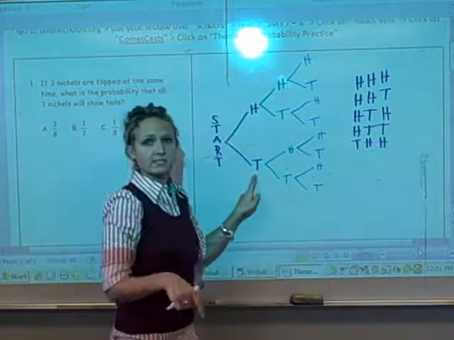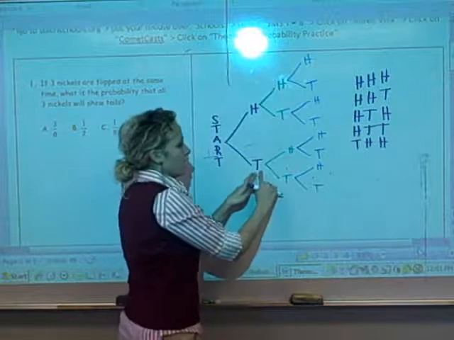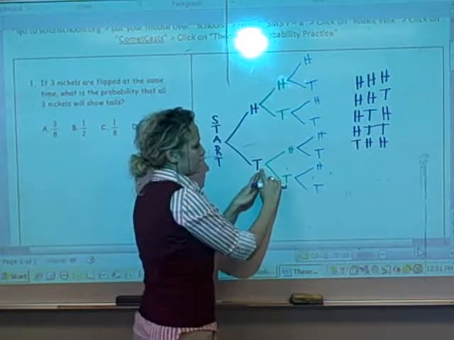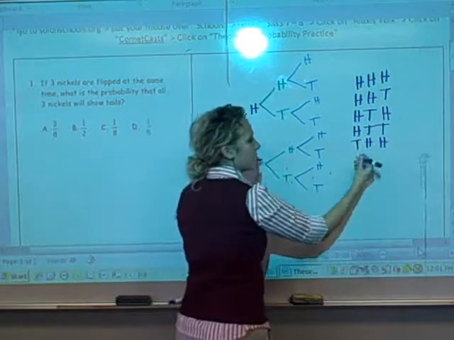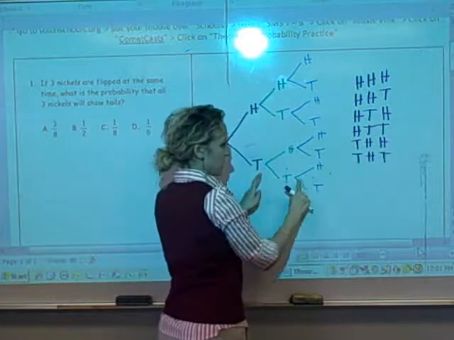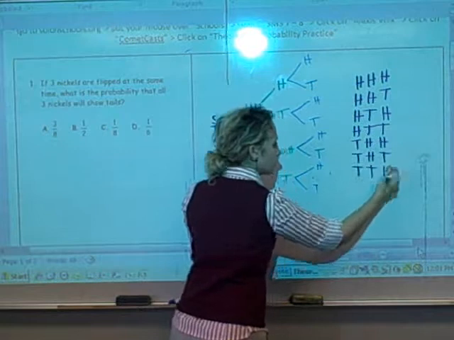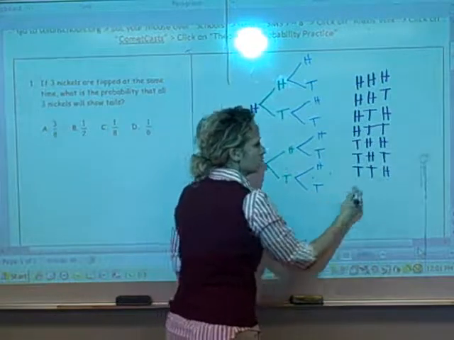See if you can pause this, try the last 3 on your own and see if you can get them. Okay, I'll write my last 3 out now. Tails, heads, tails. Tails, tails, heads. And then tails, tails, tails.